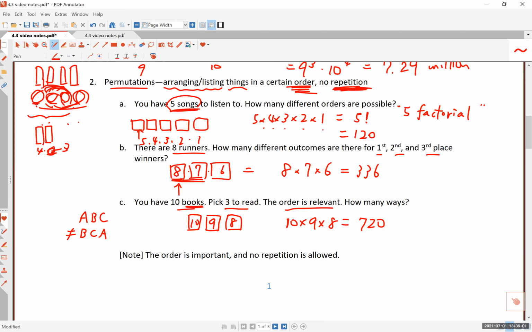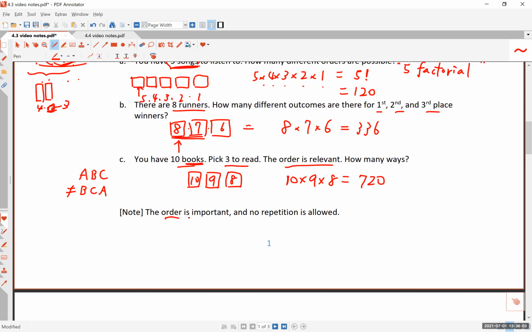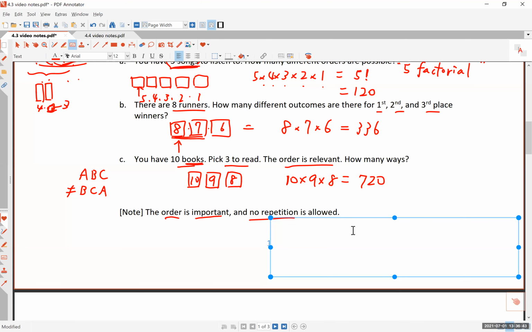So I hope you have seen a pattern here. If the order is important, and if no repetition is allowed, what do you have to do here? I'm going to go ahead and write down what I mean by that. In the case of the 10 books, there are 10 to choose from for the first book. Maybe I should not repeat what I said here. But anyway, for part C, you have 720.